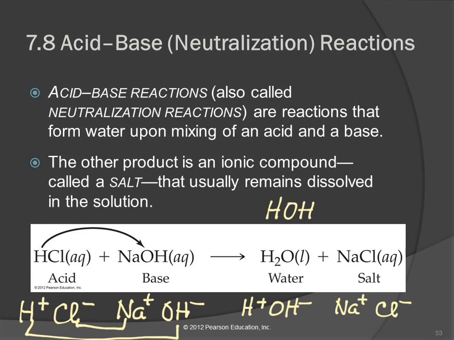So what happens is you're going to get water because the acids all have hydrogen ion and the bases have hydroxide ion. So you're always going to get this. And then you're going to get the other ions, the cation from the base and the anion from the acid, and that's going to make an ionic compound. Salt is the general term for an ionic compound.